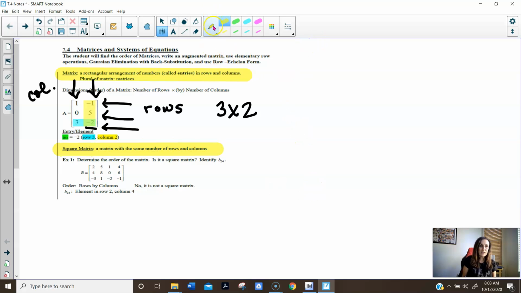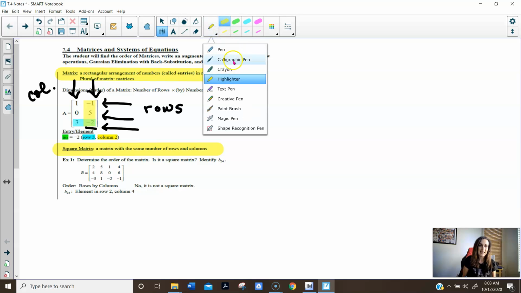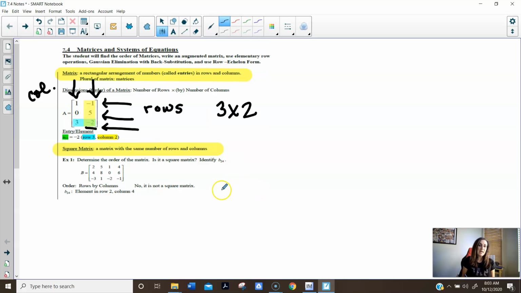Example 1, you're supposed to find the order of the matrix and tell me if it's a square matrix. So it's not a square because it does not have the same number of rows as columns. And the order is rows go across 1, 2, 3. So it has 3 rows. And the columns 1, 2, 3, 4. It has 4 columns. So therefore, it's a 3 by 4.